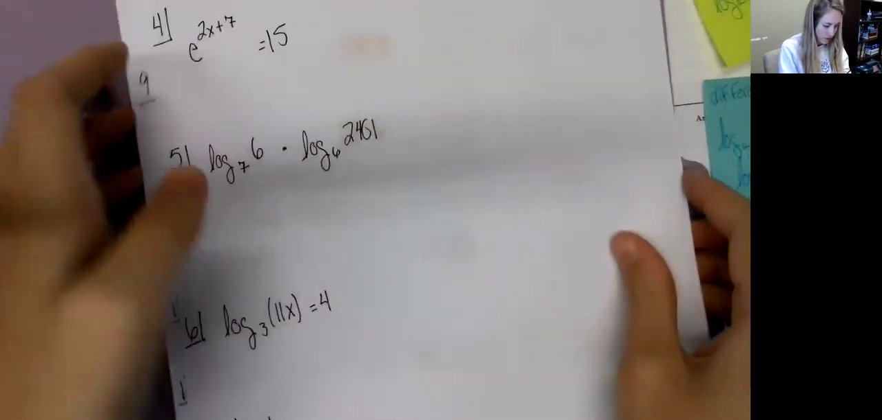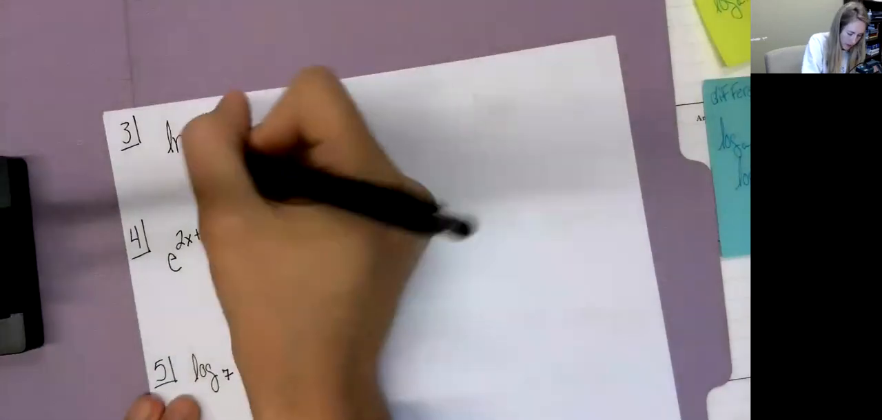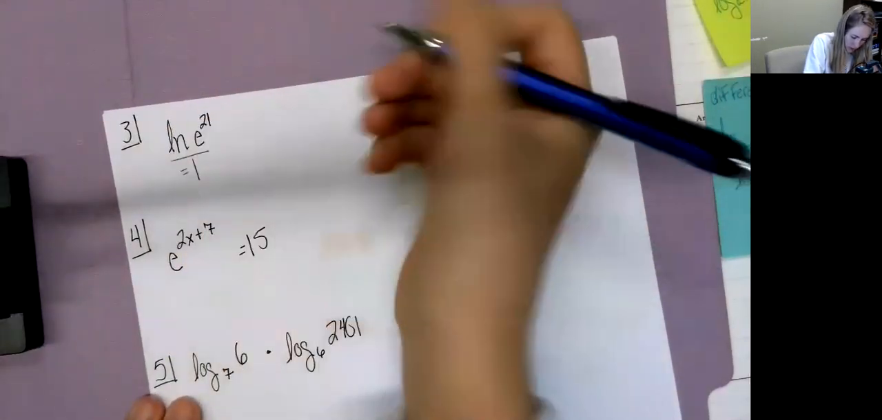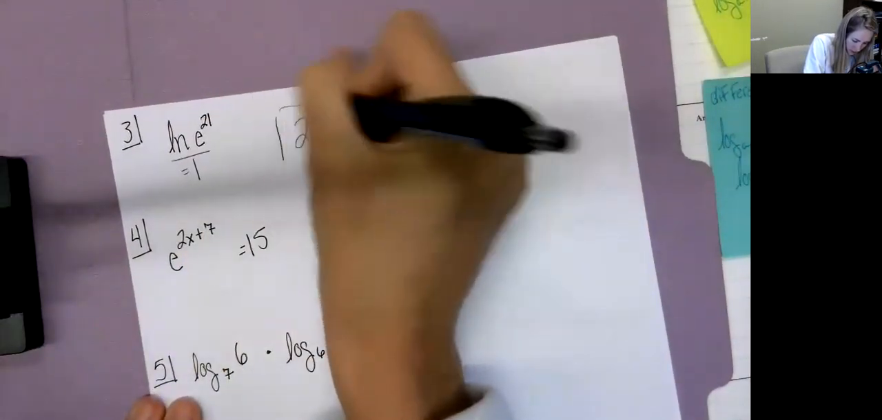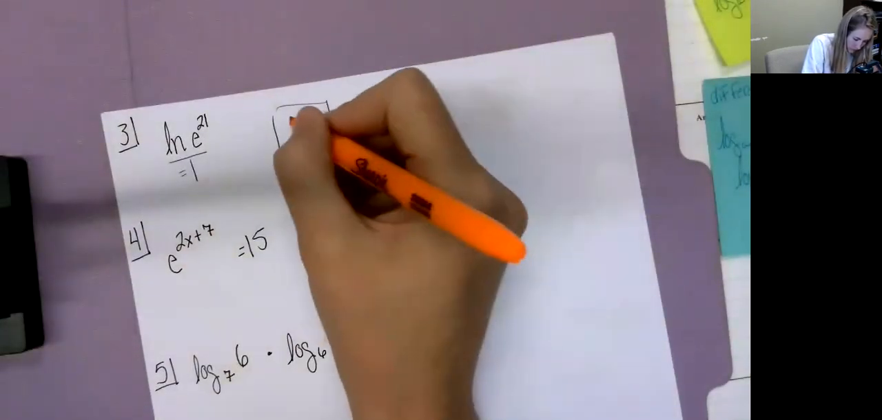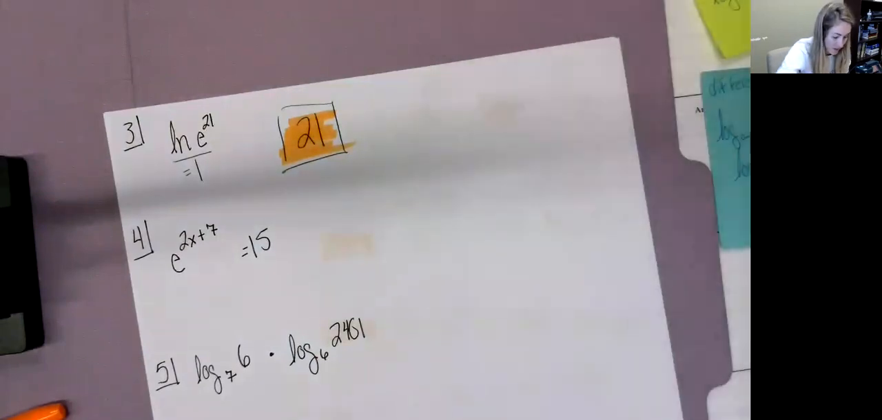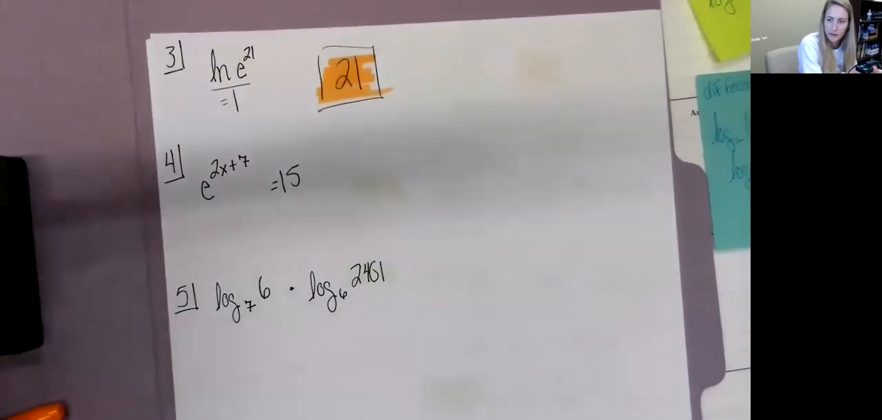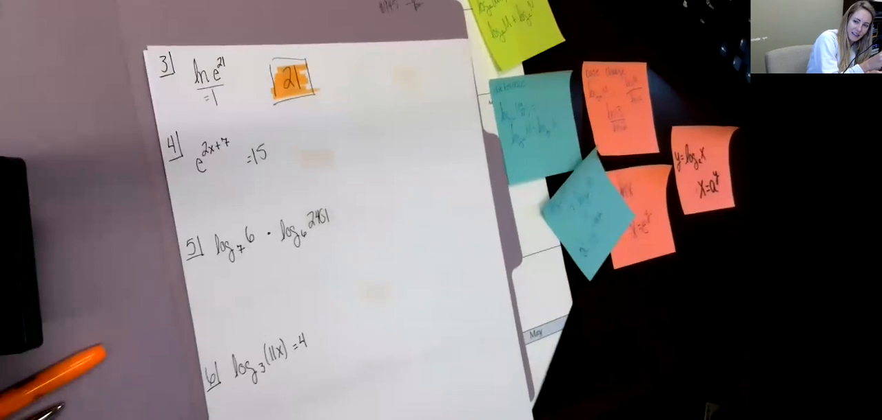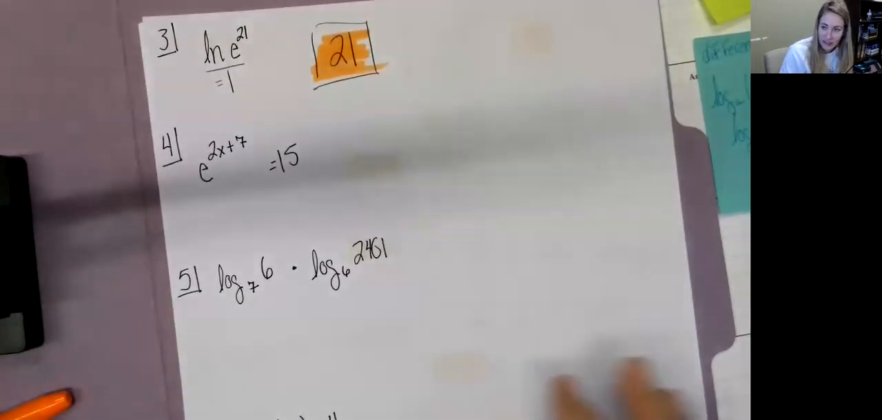All right, we have the natural log of e to the 21st power. Remember that this equals 1. So our answer is 21. And I have all of my little note cards from previously right over here. So if I have them, you probably should just go ahead and get them out.